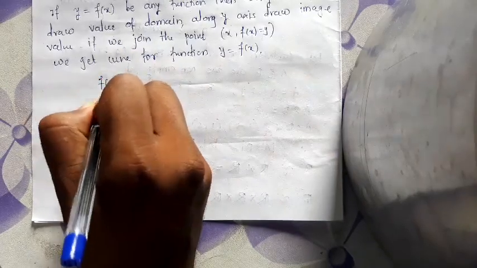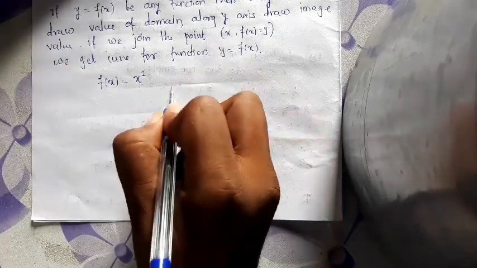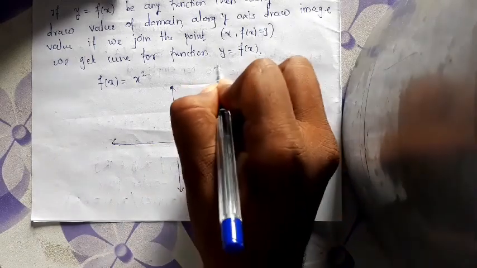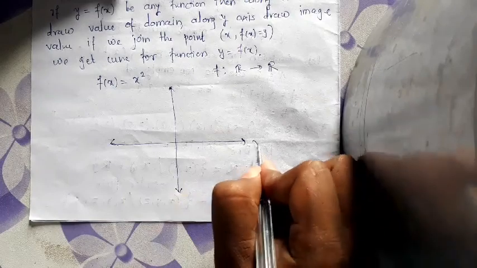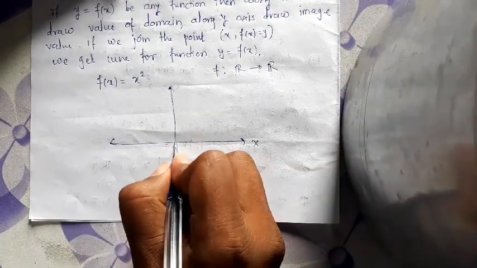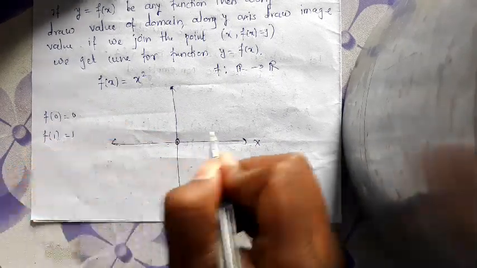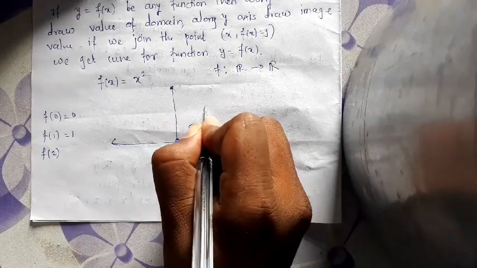If we take a simple example, f of x is equal to x square, isn't it? So what we get here, look at the simple way. What are the domain and codomain? f from R to R, the domain is this and the codomain is also this, meaning the whole x axis and the whole y axis. So if we take 0, f of 0 is 0. So here 0 I draw. f of 1 is 1, so for the value of 1 we get 1 here. f of 2 is 4, isn't it?